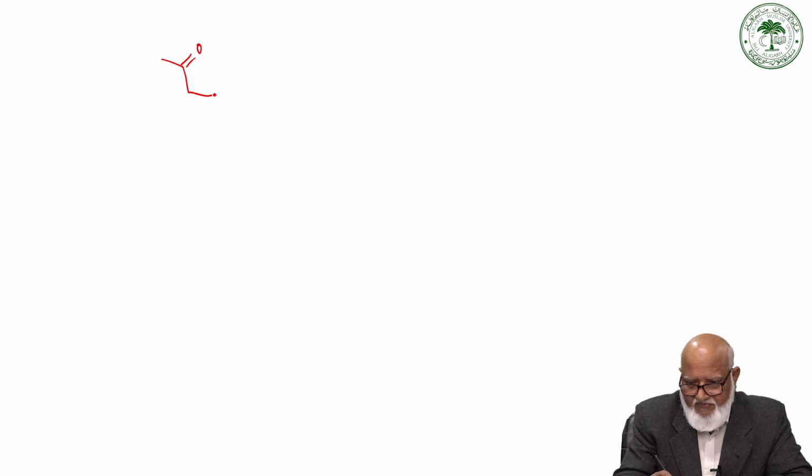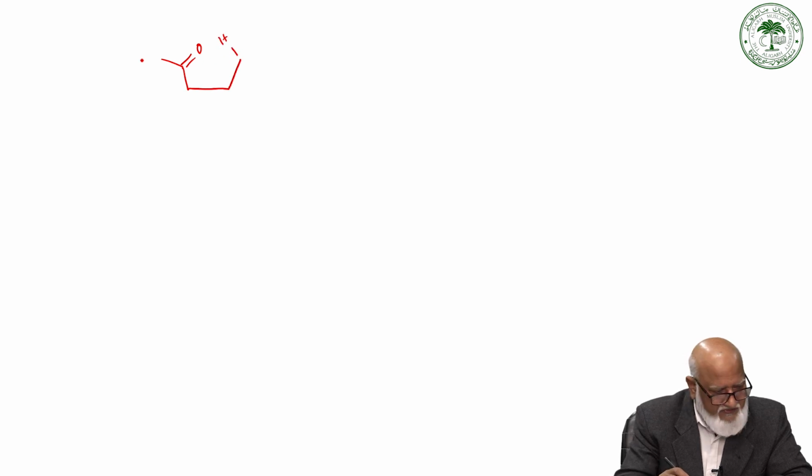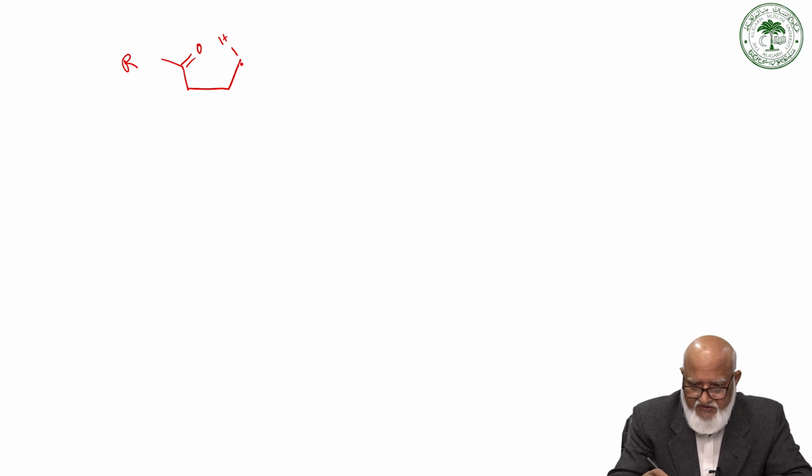Norrish type 2 reaction we have already discussed before. What we said is that when we have a system like this, a carbonyl, C double bond O, with alpha, beta, and gamma positions, say for example this is R, and then the carbons numbered 1, 2, 3, 4, 5, and 6.